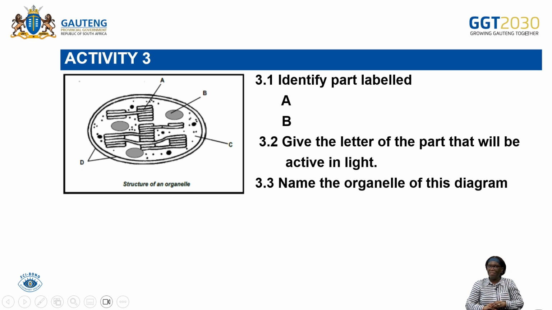Starch granule. Very good. A starch granule. What is part A? Okay, what is part C? And D? Part C is? Okay, part C is the stroma. Very good. And what about D?